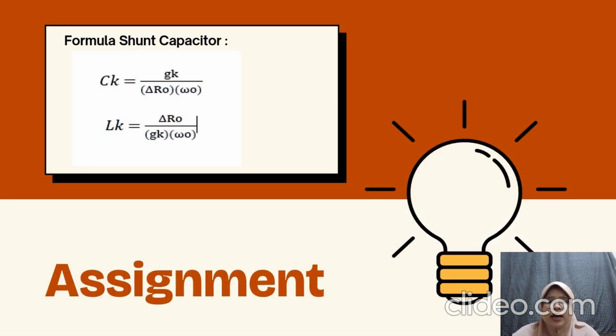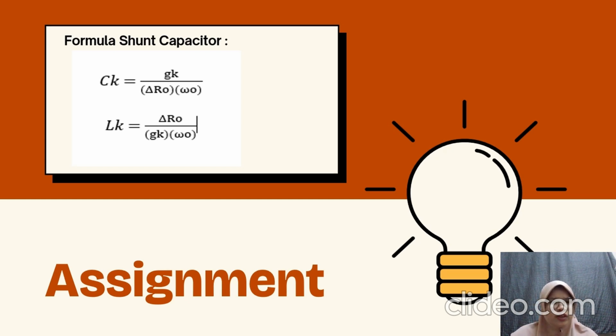So on this slide, I will present the fundamental equation used to determine the values of the individual components. In our filter design, this formula allows us to translate desired filter characteristics into tangible component values. The formula for CK is CK equals TK divided by theta times R0 times omega 0.